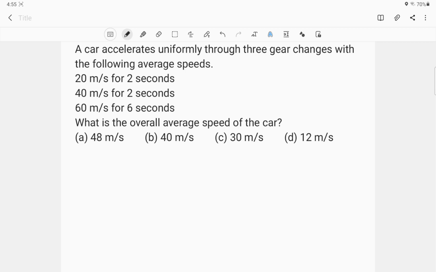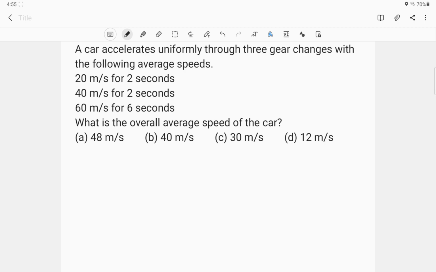A car accelerates uniformly through three gear changes with the following average speeds: 20 meter per second for 2 seconds, 40 meter per second for 2 seconds, 60 meter per second for 6 seconds. What is the overall average speed of the car? 48 meter per second, 40 meter per second, 30 meter per second, 12 meter per second.